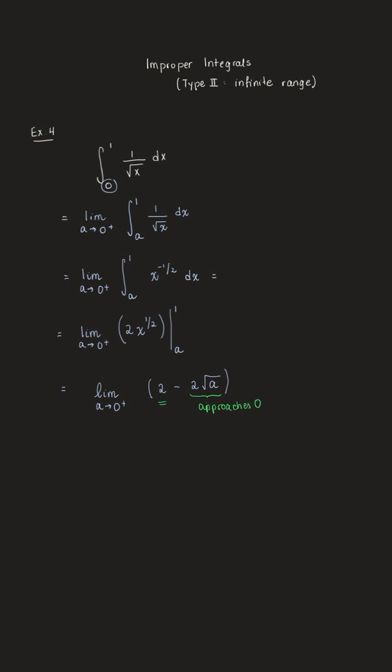And the result of this integral is a finite number, 2. Since this is finite, we will say that this improper integral converges, and it converges to the number 2.